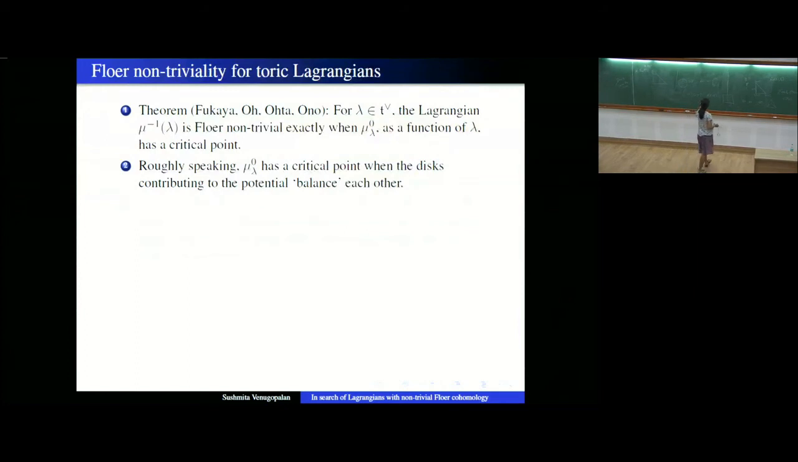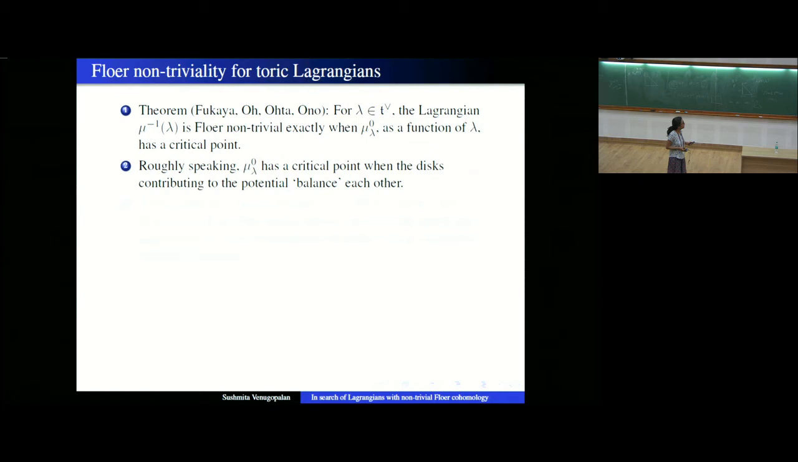So in a toric manifold, we have all the interior points. Every interior point corresponds to a Lagrangian torus, and their theorem tells us which of these Lagrangian tori have non-trivial Floer homology. So I'm not even stating this theorem correctly. I'm trying to say it in terms of quantities which we have already encountered, but in the process just making a wrong statement. So roughly speaking, what it says is that the mu naught term, which was a count of disks, is now a function of lambda.